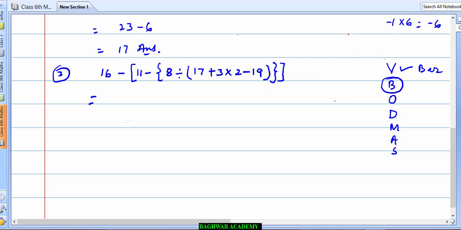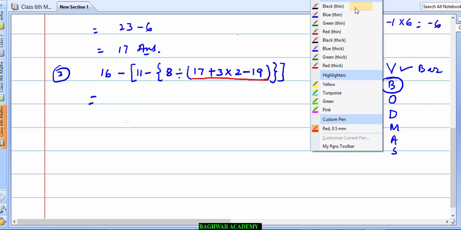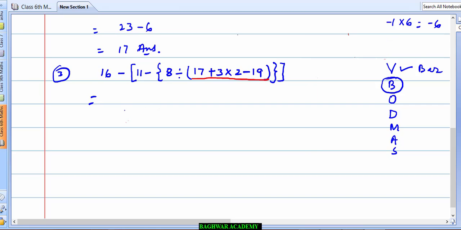So this portion, just you see, small bracket is required to be started with. Here you see we will start with small bracket. This one, this portion we need to start with because this is under small bracket. So here you see how we will solve. 16 minus big bracket open 11 minus curly bracket open 8 divided by this portion. If you are solving, how we will solve?